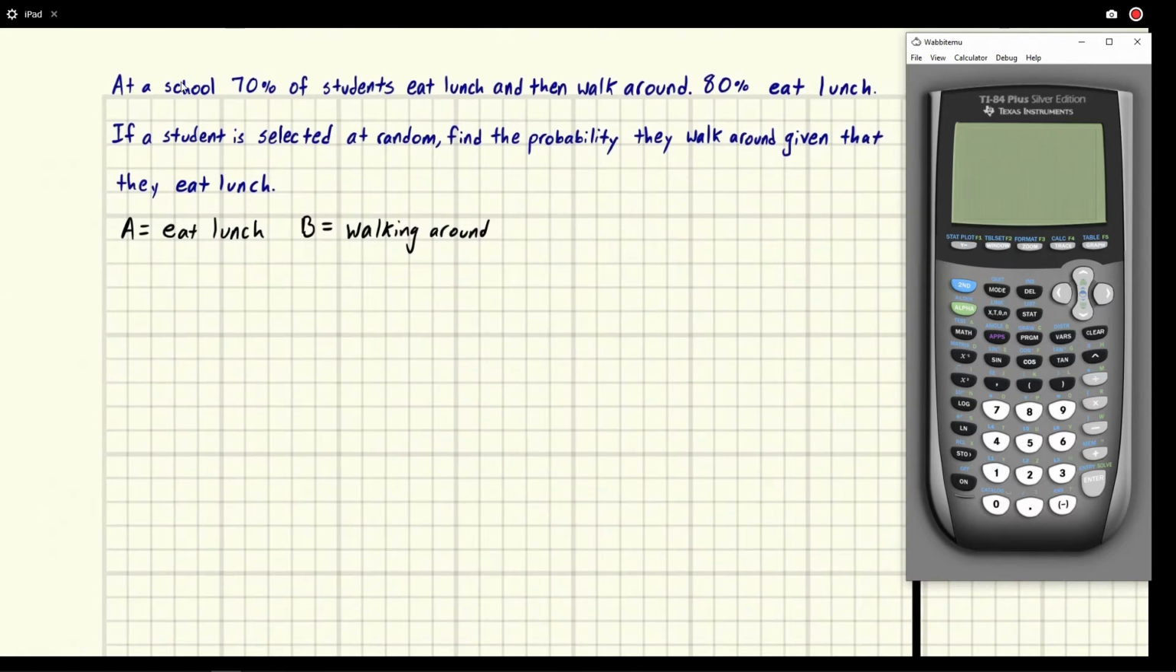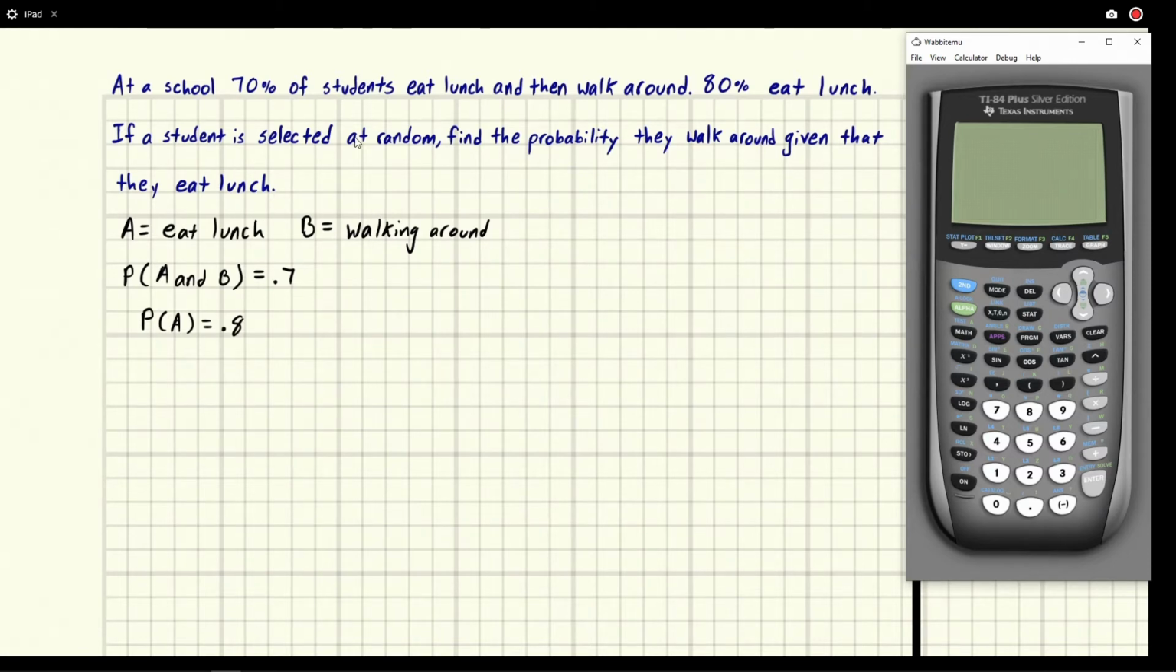We're told that they eat lunch and then walk around, so we've got an "and" here. This is A and B, and that's 70%. So we've got this fancy result: the probability of A and B is 0.7. Then we're told 80% eat lunch. Eating lunch is event A, so we're told directly the probability of A is 0.8, or 80%.